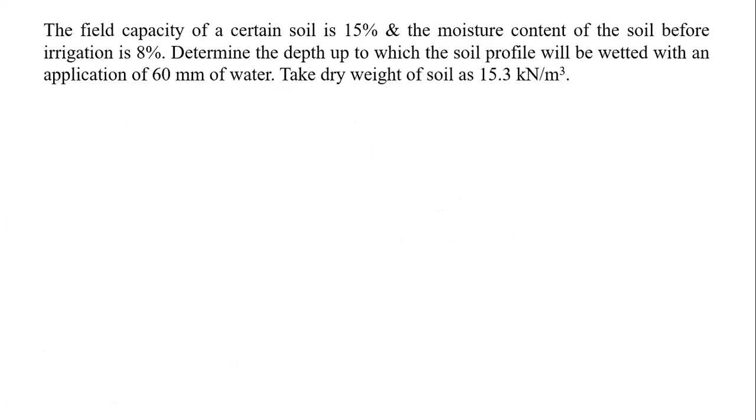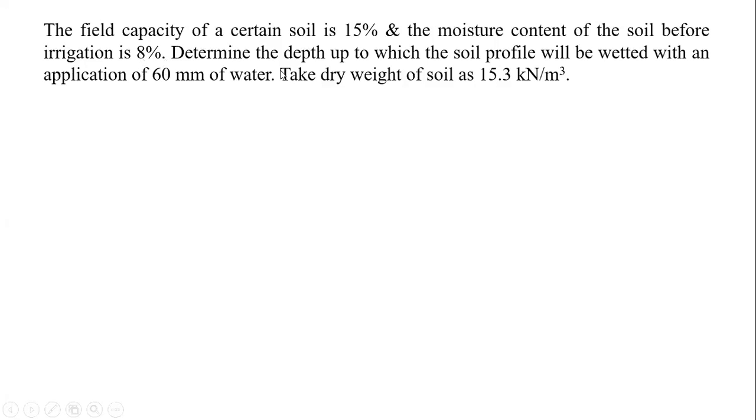What is the statement? The field capacity of a certain soil is 15%. Means whatever the soil is there in a region, its field capacity is 15%, means 0.15 we can say, and the moisture content of the soil before irrigation is 8%. They had given us in the second part the moisture content of the soil before irrigation is 8%. Means we are considering it as a lower limit of field capacity. There is optimum moisture content of 8%. Means upper limit is field capacity 15%, lower limit of readily available moisture is 8%.